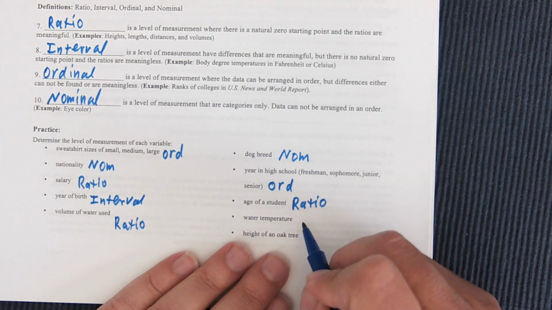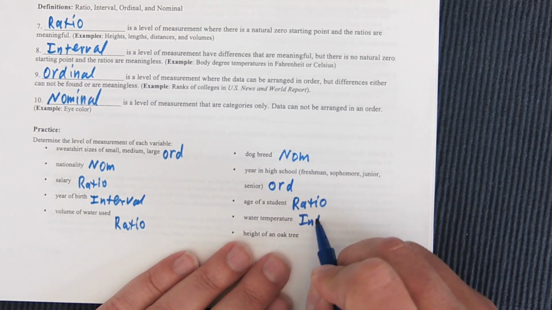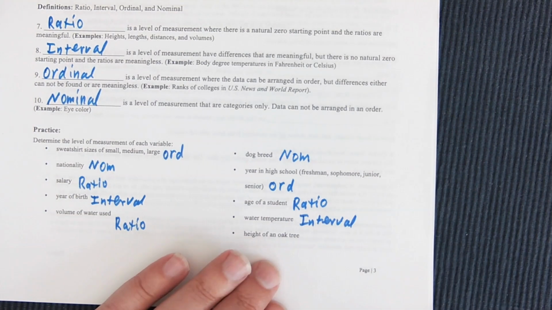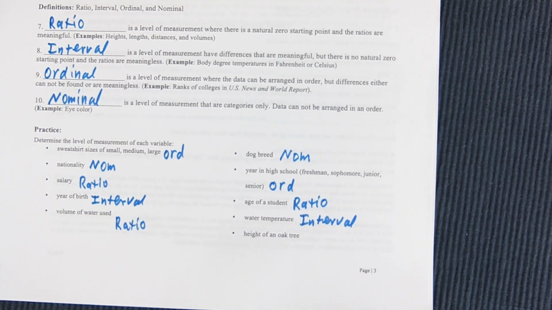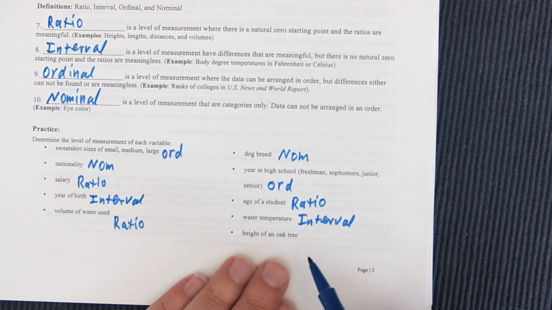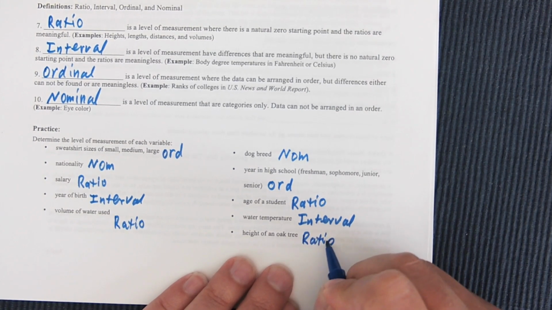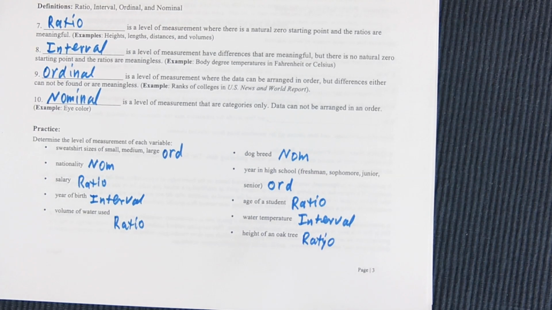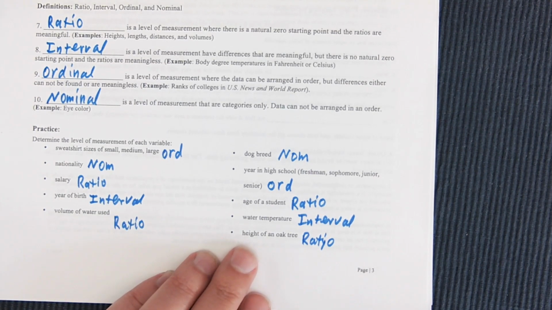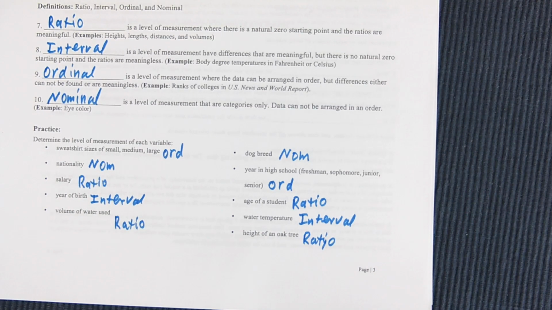Water temperature, as I mentioned before, this is interval, for the reasons I mentioned before. And then height of an oak tree, that is definitely going to be ratio. When that oak tree first starts, when the seed starts coming up out of the ground, the height is 0 right when it starts breaking the ground. And then from there, it's every other height all the way up until its current height. So height is definitely in the ratio category.